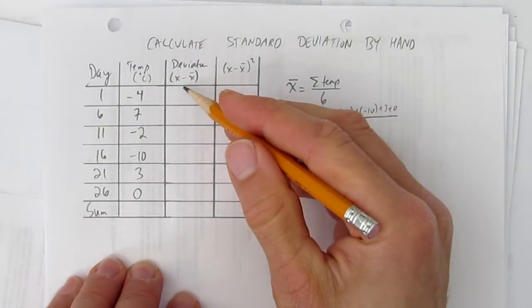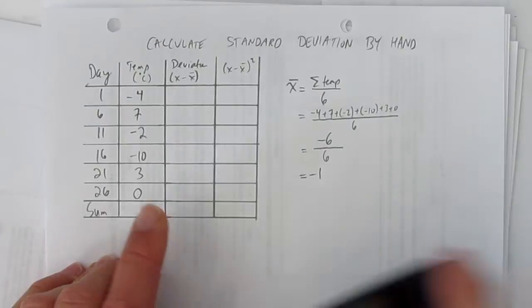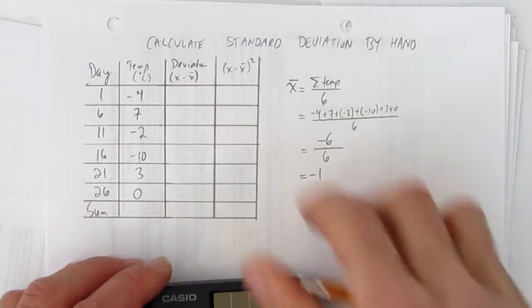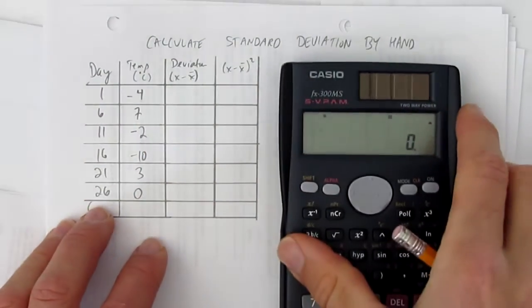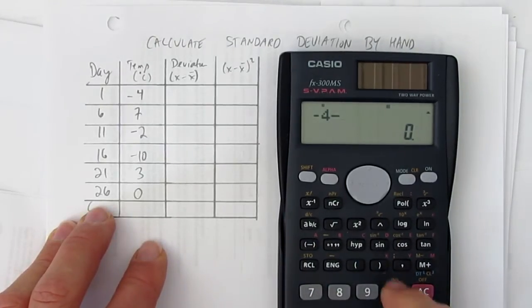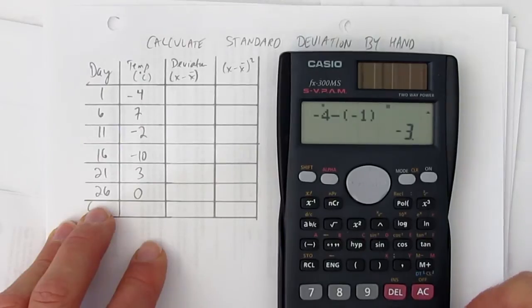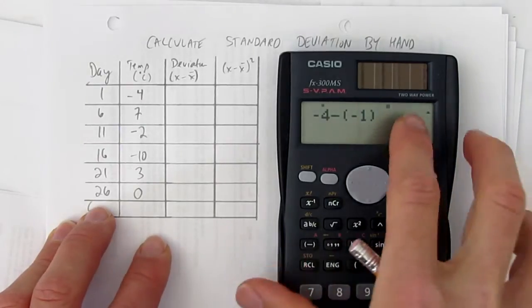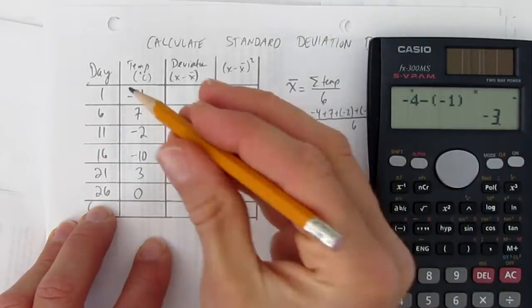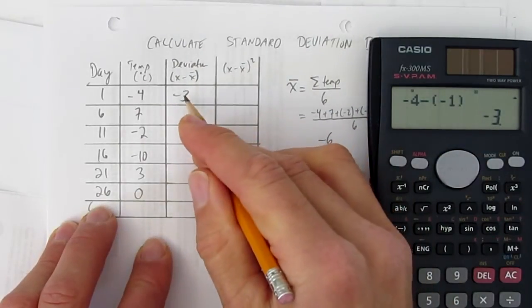So calculate the deviations of each thing from the mean. In other words, how far is -4 from the mean? The way to figure that out is just go, what's -4 minus the mean of -1? And you might have done this in your head. Minus -1 is just +1. -3. That shouldn't surprise you, right? -4 is 3 below the mean of -1. That's what we mean by deviations.